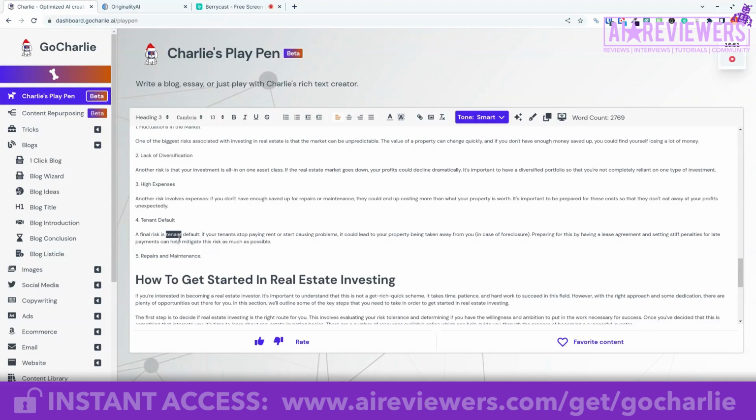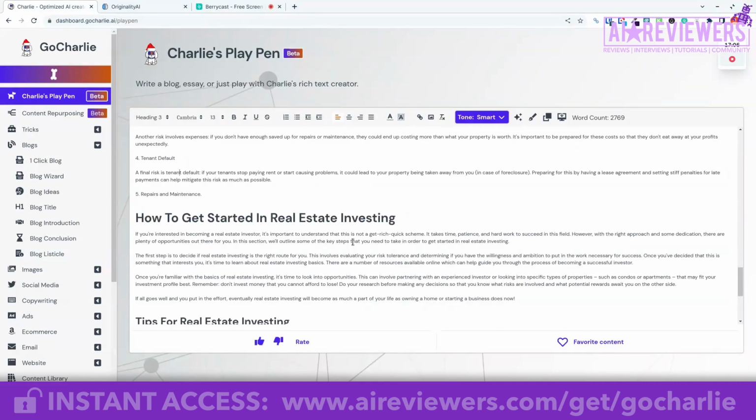A final risk is tenant default. If your tenants stop paying rent or start causing problems, it could lead to your property being taken away from you in case of foreclosure. Preparing for this by having a lease agreement and setting stiff penalties for late payments can help mitigate this risk as much as possible. Number 5, repairs and maintenance.